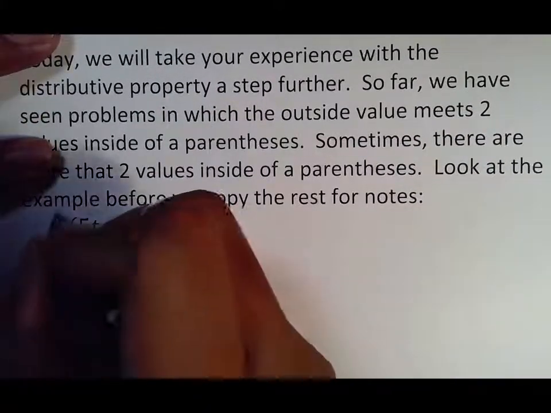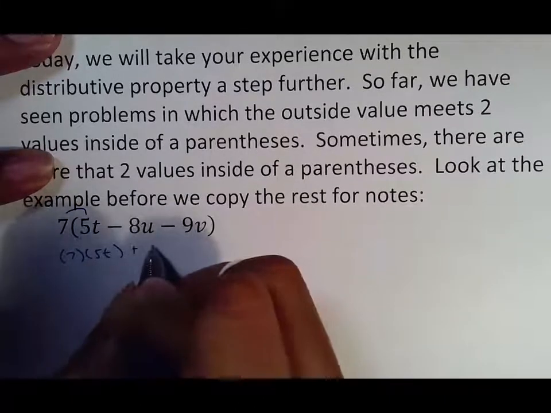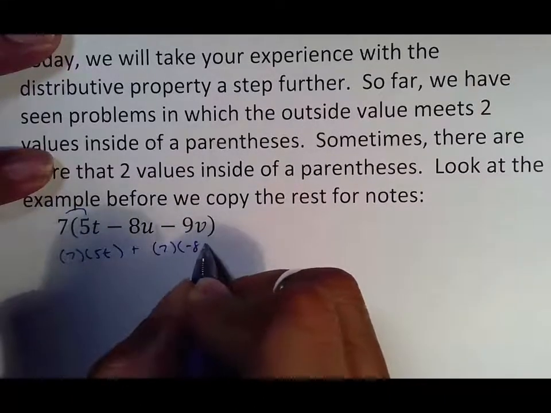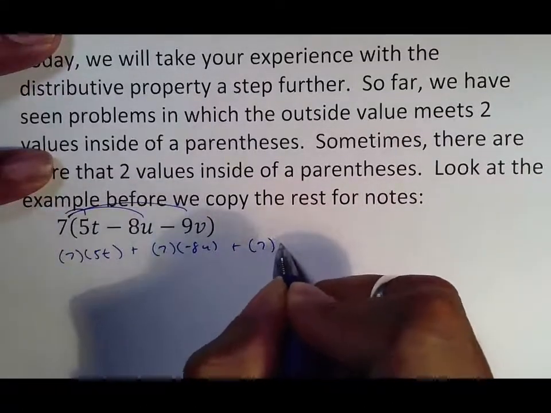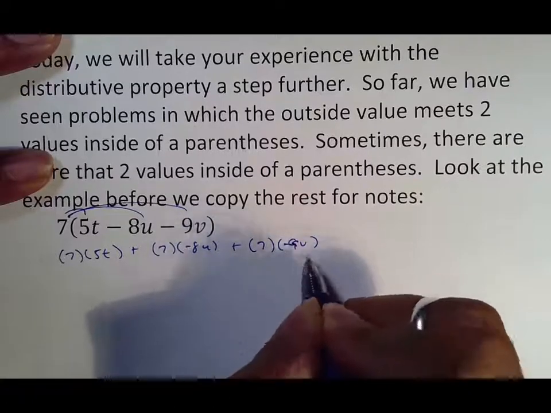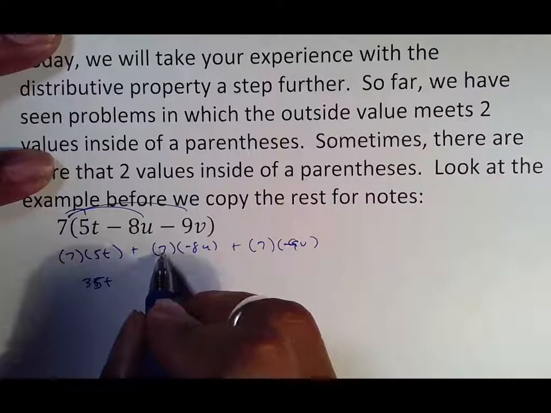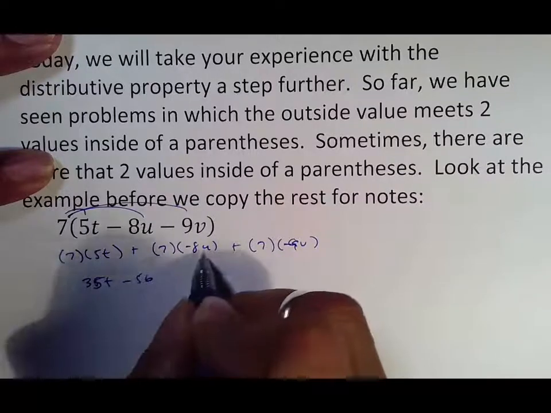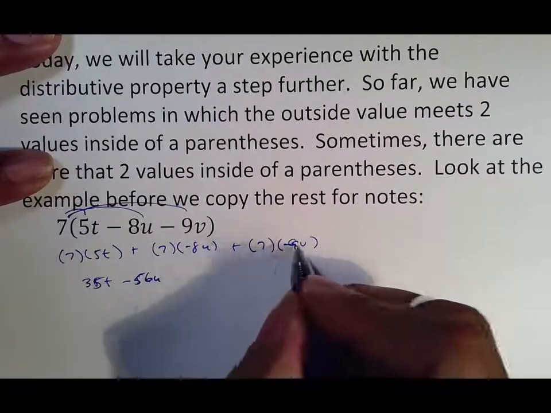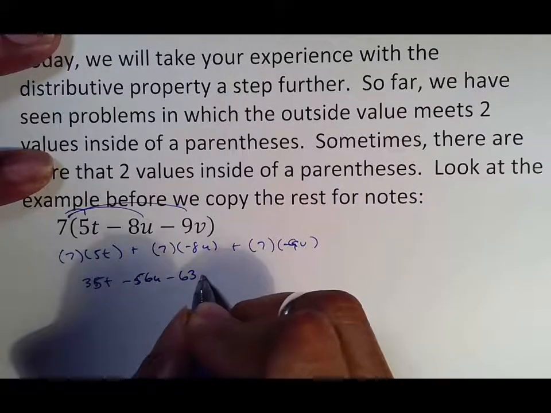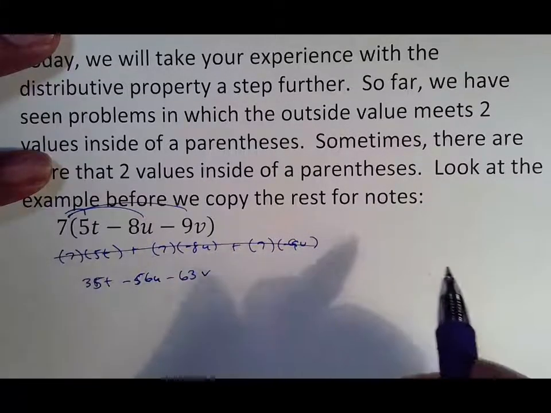Again, don't copy this, but just to show you, this is where you would say 7 meets 5t and 7 meets negative 8u and 7 meets negative 9v. And so you would say 7 times 5 is 35, bring down the t. You would say 7 times negative 8 is negative 56, bring down the u. And then you would say 7 times negative 9 is negative 63, bring down the v. As I said, you probably won't have to show that step.